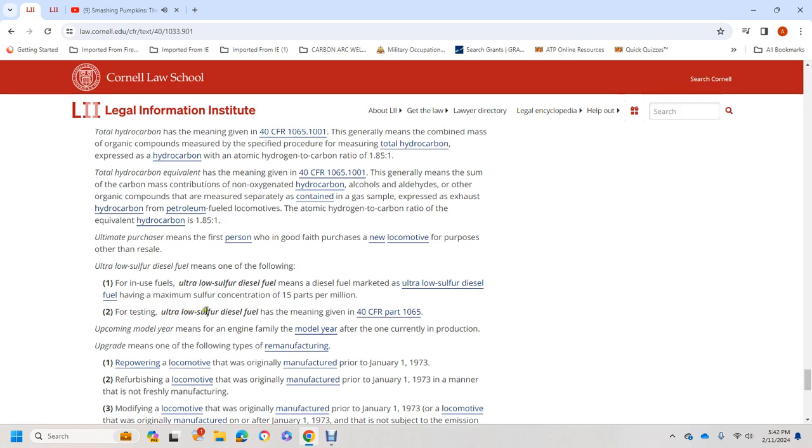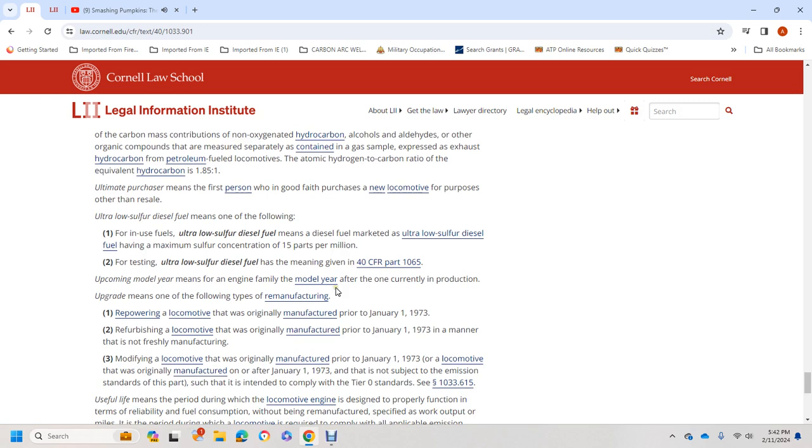For testing, ultra low sulfur diesel fuel means as given in Title 40 CFR 1065. Upcoming model year means the engine family model year after the one currently in production.